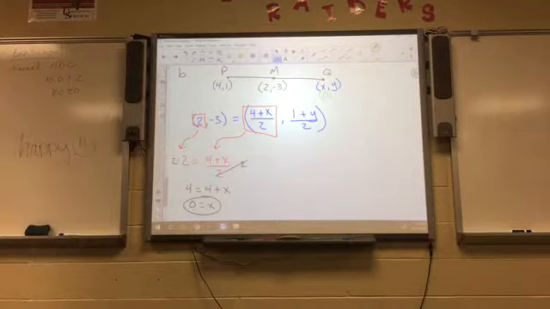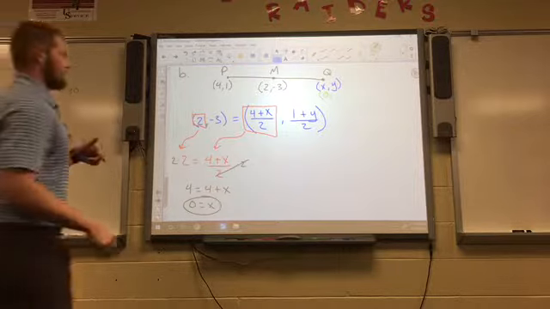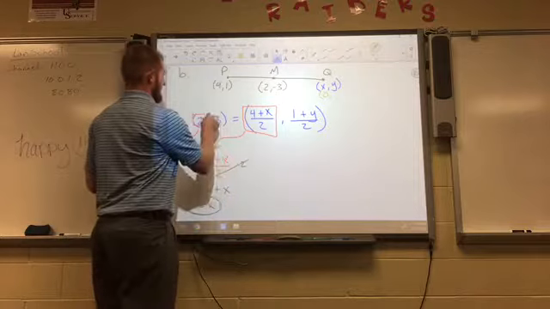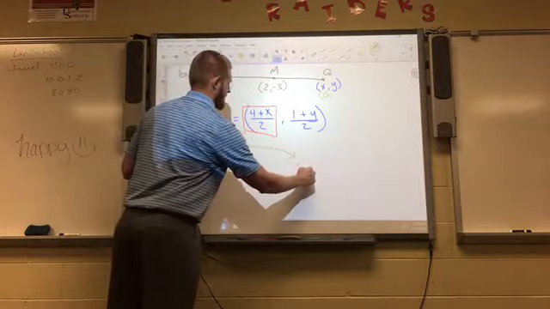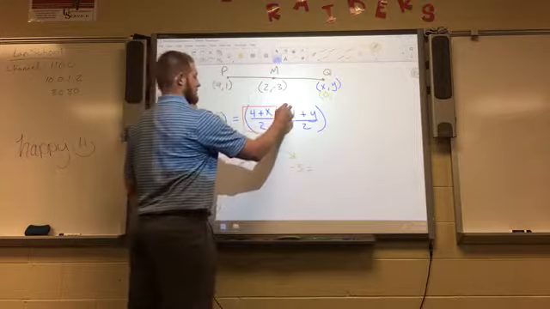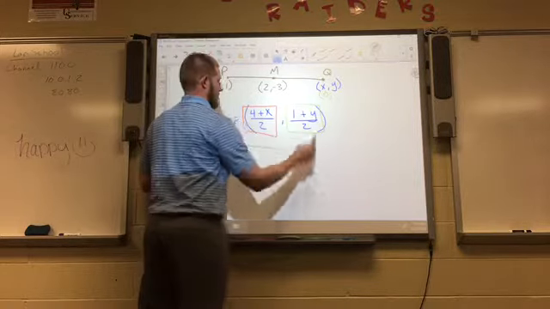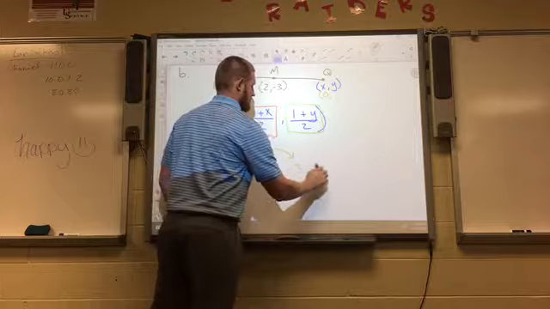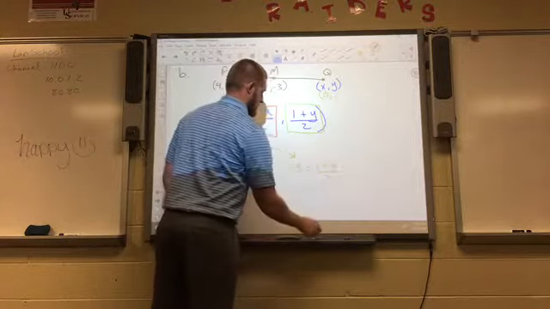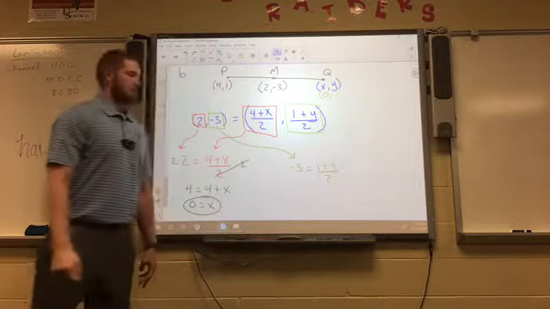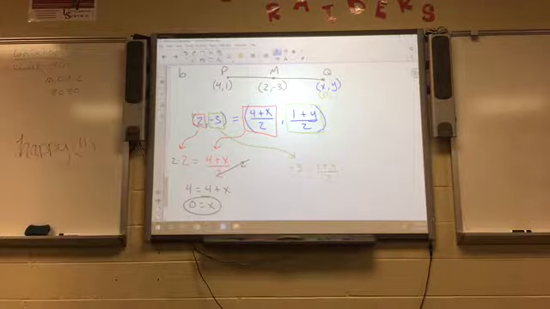Now we have to go through that whole process again and find my y value. So I'm going to take my negative 3 and set it equal to 1 plus y over 2. And I'll give you guys 1 minute here to finish solving that out.